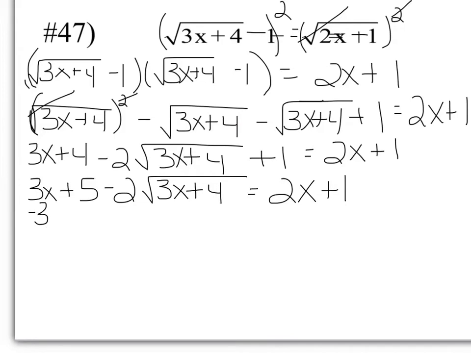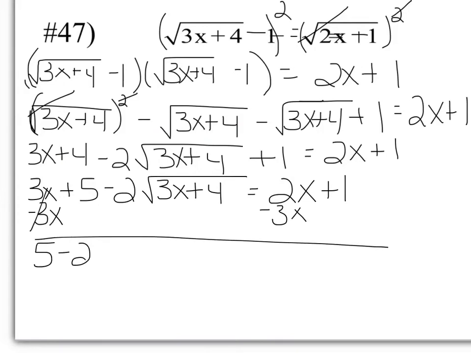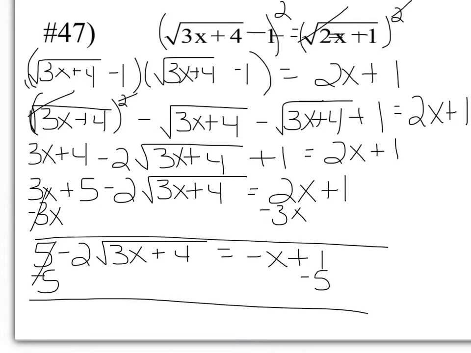So I'm going to subtract 3x from both sides. That's going to give me 5 minus 2 square root of 3x plus 4 is equal to 2x minus 3x is just negative x. And then you have a plus 1. And then I'm going to subtract 5 from both sides, which gives me negative 2 square root of 3x plus 4 equals negative x minus 4.